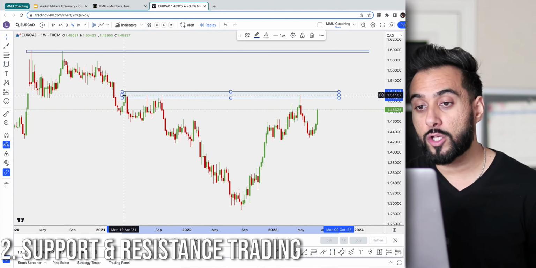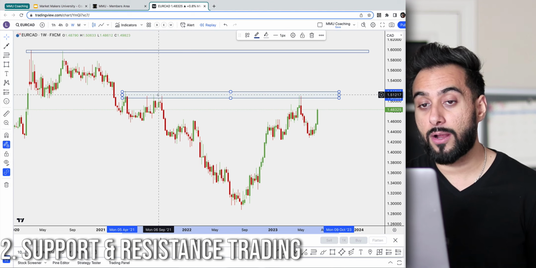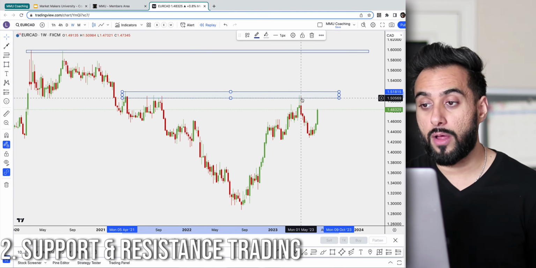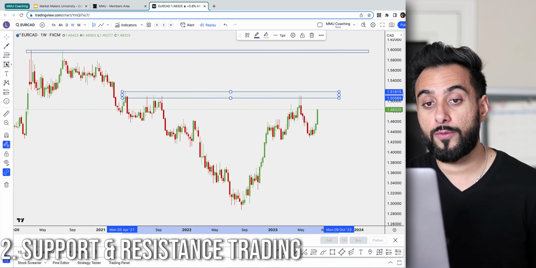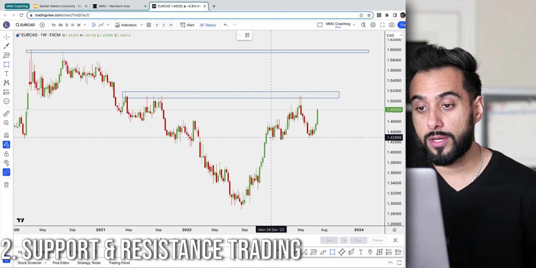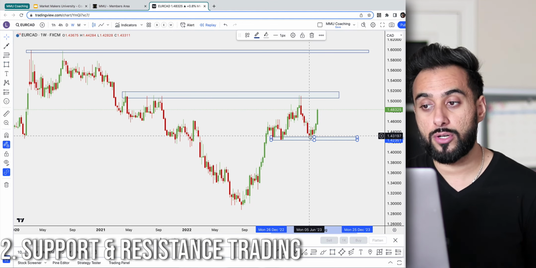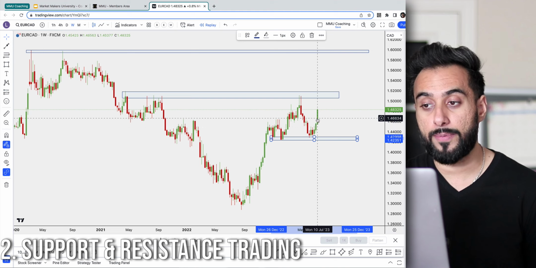So you would have had multiple potential entries on EuroCAD on the weekly time frame, and even then going all the way up to recently on this trade over here as well. And looking for a buy, we have a strong support zone right here. And these are opportunities to enter a long. These are long buy opportunities.